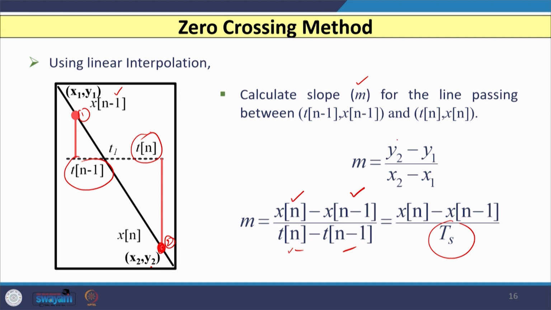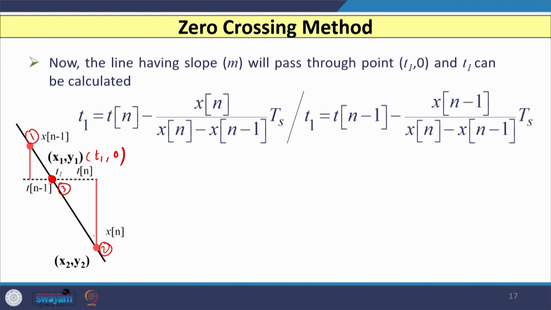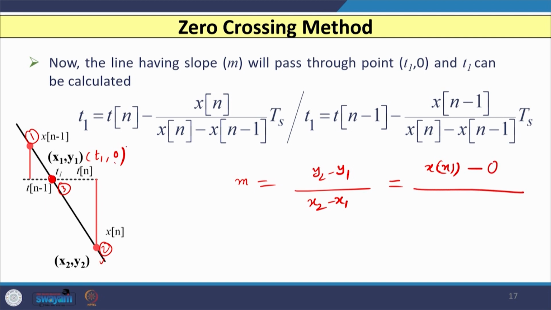So, this 2 we have already seen. If you use this 2, then you can have the value of m for this, that is (y 2 minus y 1) divided by (x 2 minus x 1). You can see here the y 2 for this sample number 2, that is nothing but x of n minus y 1. What is y 1? This is x 1, y 1. So, this is 0 because this point is 0, and divide by x 2 minus x 1.